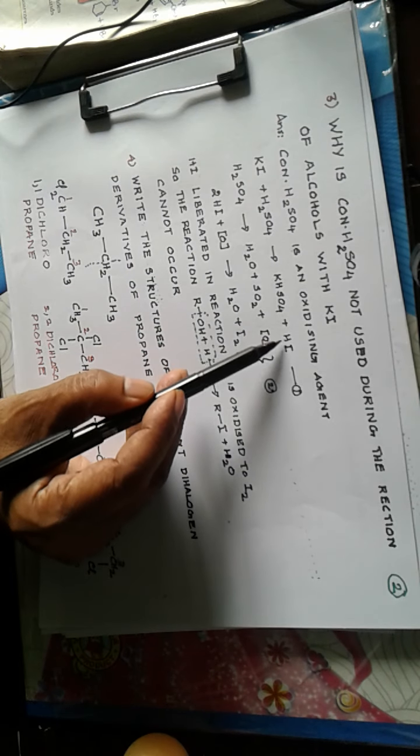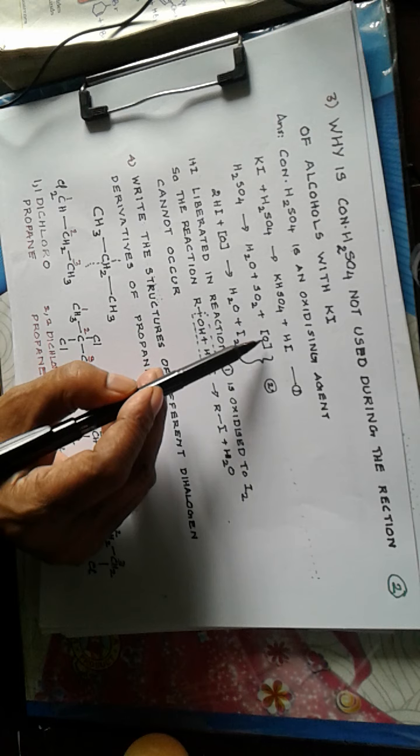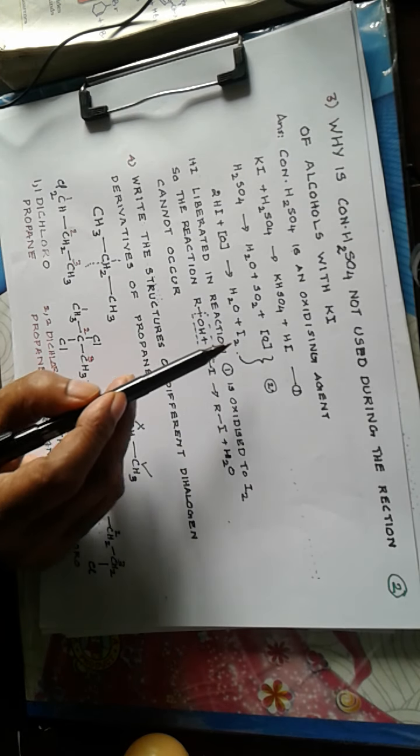Now there is another question, why concentrated sulfuric acid is not used during the reaction of alcohols with potassium iodide. Now concentrated sulfuric acid is an oxidizing acid. With potassium iodide, sulfuric acid reacts to give KHSO4 and HI, reaction number 1. Then H2SO4 will give H2O, SO2 and nascent oxygen. Now this nascent oxygen will react with HI according to this equation, and H2O and I2 are formed.